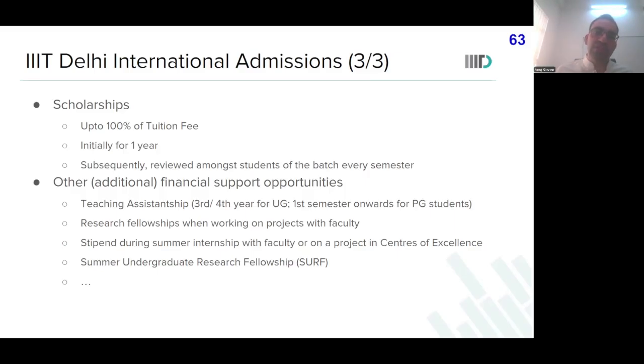The semester by semester review is also good because if due to some reason the student is not able to perform well in any given semester, they can simply pull up their socks, work hard, and do well in the subsequent semester and get their scholarship back.